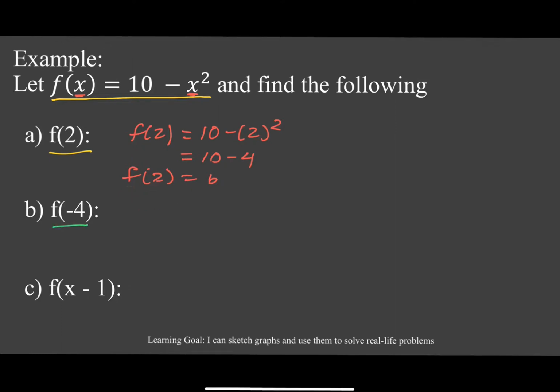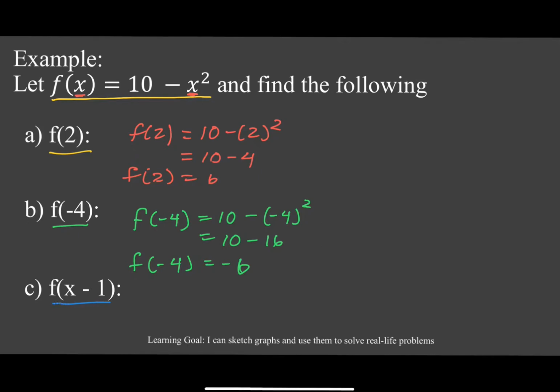And so if we look at f of negative 4, again, all that's saying is look at your function f and replace the x with a negative 4. So when we write this out, we're just saying our function evaluated at negative 4 is 10 minus negative 4 squared, which we can simplify to be 10 minus 16, which is equal to negative 6. And so our function evaluated at negative 4 gives us negative 6.